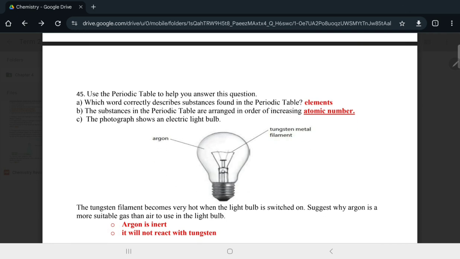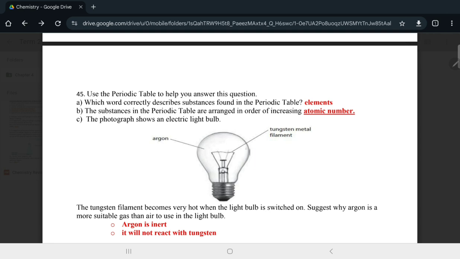Use the periodic table. Which word describes the substances found in the periodic table? They're called elements. The substances in a periodic table are arranged in order of increasing atomic number. Like in a period, they increment the atomic number by 1. So if this atomic number here is 2, then this is 3, 4, 5, 6, 7. Okay, it increments by 1.